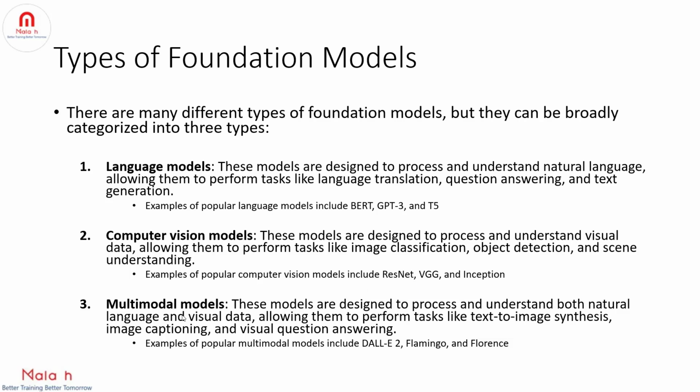And the next one is multimodal models. These models are designed to process and understand both natural language and also visual data, allowing them to perform tasks like text to image synthesis, image captioning, and visual question answering, right? Examples of popular models: DALL-E 2, Flamingo, and Florence, right? So that is any foundation model that takes image as the input and text as the output, right? So different combinations. That is called multimodal models. This is the trending model in Gen AI right now.